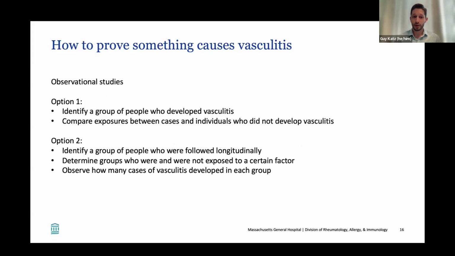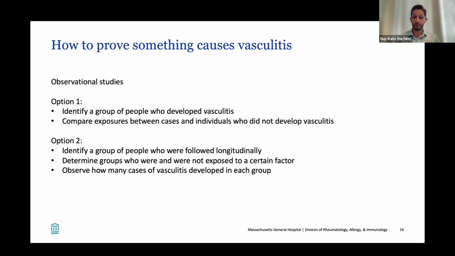And there are a few ways that we can do this. We can identify a whole bunch of people who developed vasculitis, and we can look back and see, did they have a certain exposure? And then we can compare their exposure to similar people who didn't develop vasculitis and see if those people also had those exposures. Any differences could be attributed to the exposure causing the vasculitis.